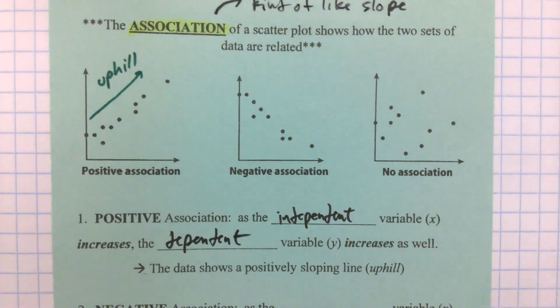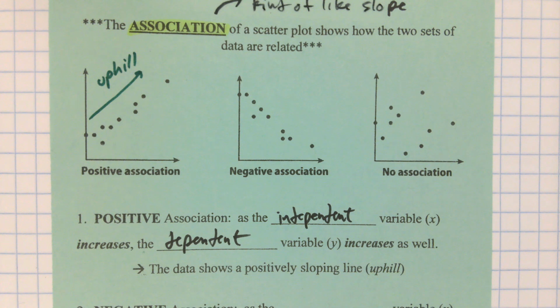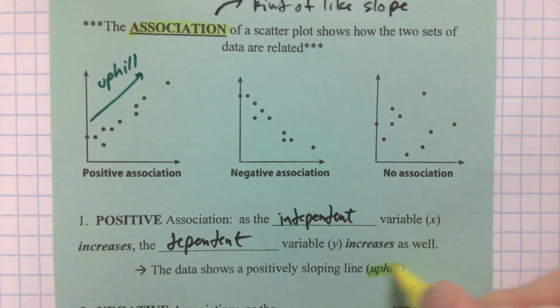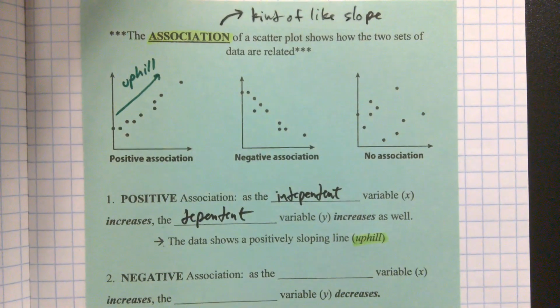If you remember from yesterday, our dependent variable is y. If you're dependent on someone like your parents or your teacher, you're always asking why about things. So dependent is y, independent is x. And when both of those increase, we have a positive association. Like we said, it's going uphill from left to right.